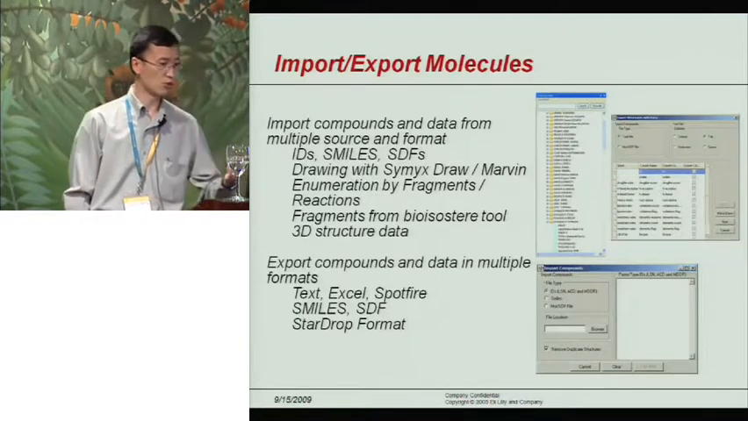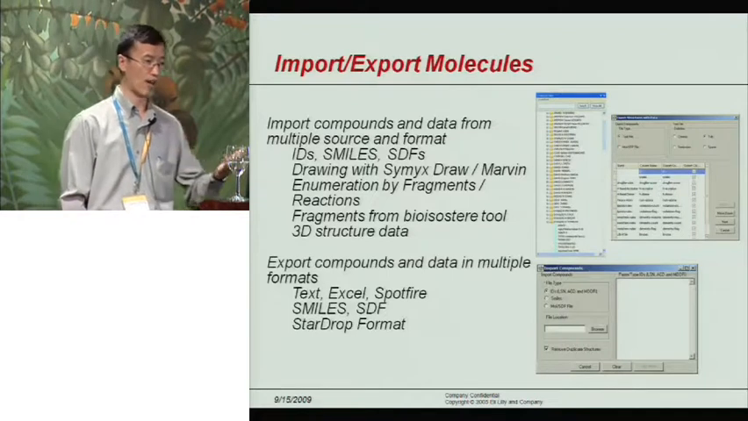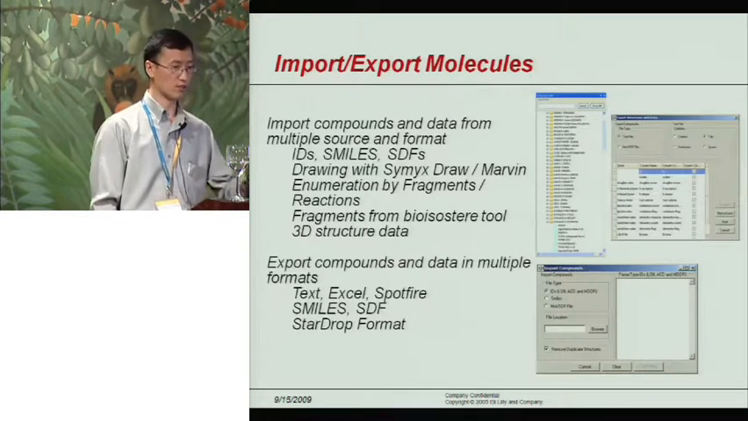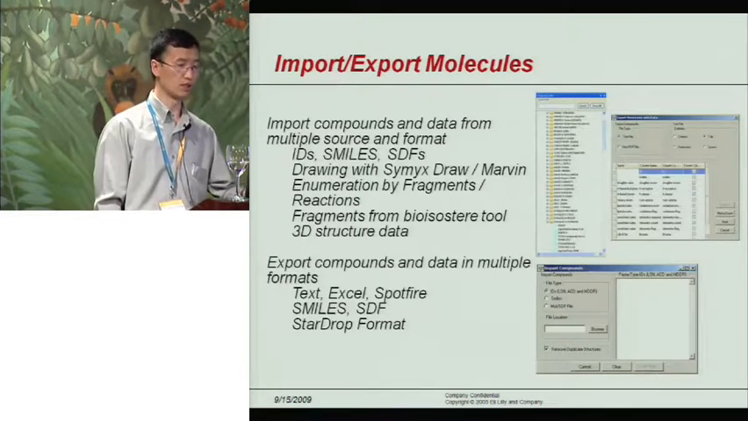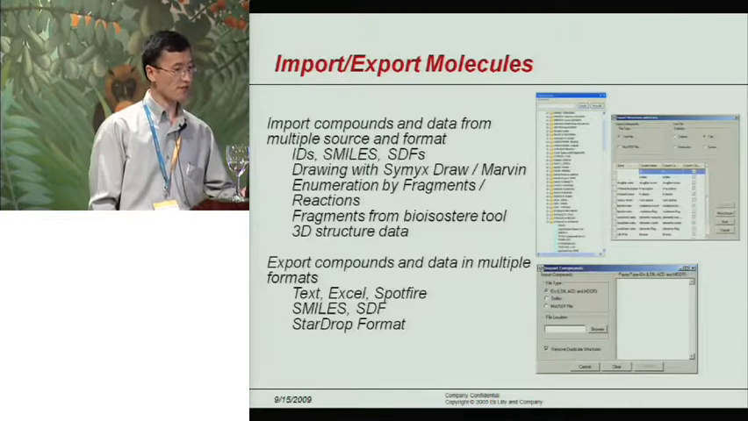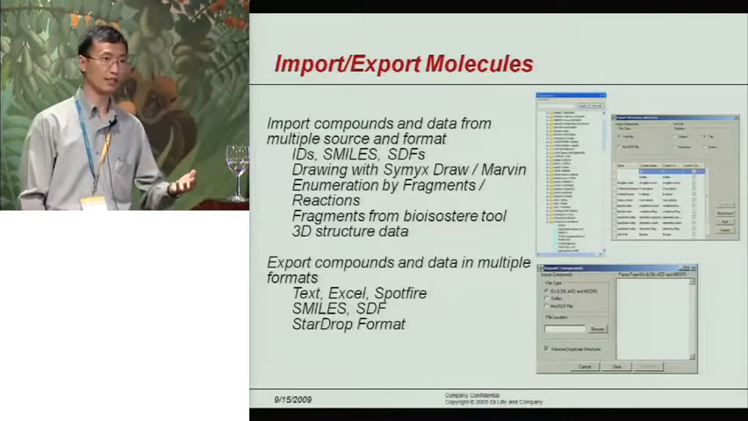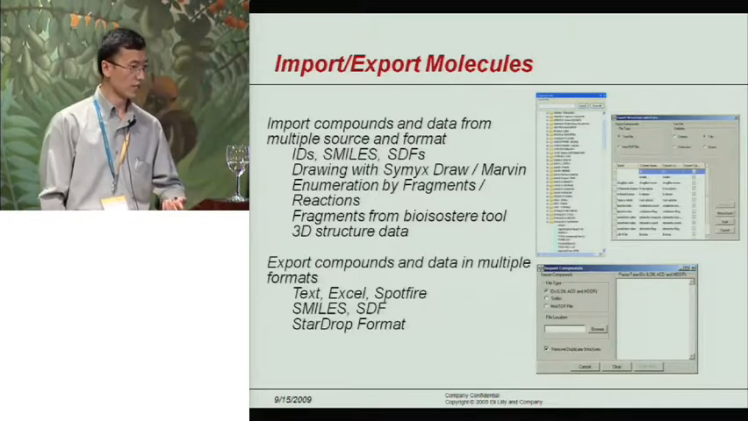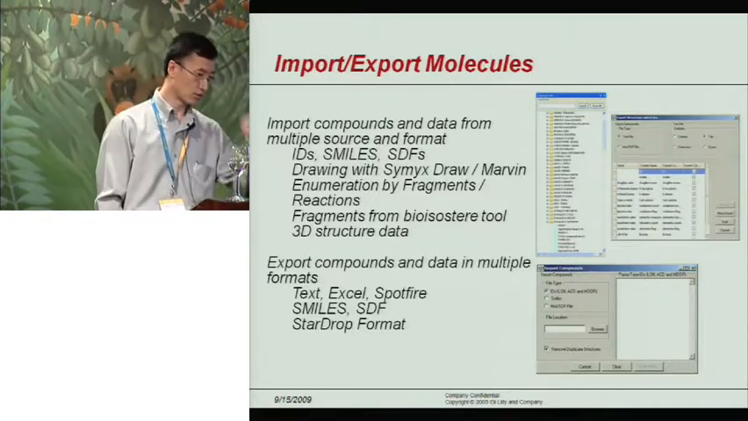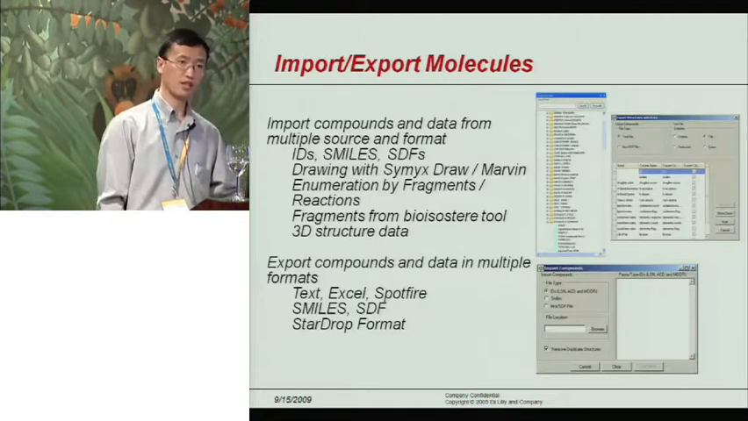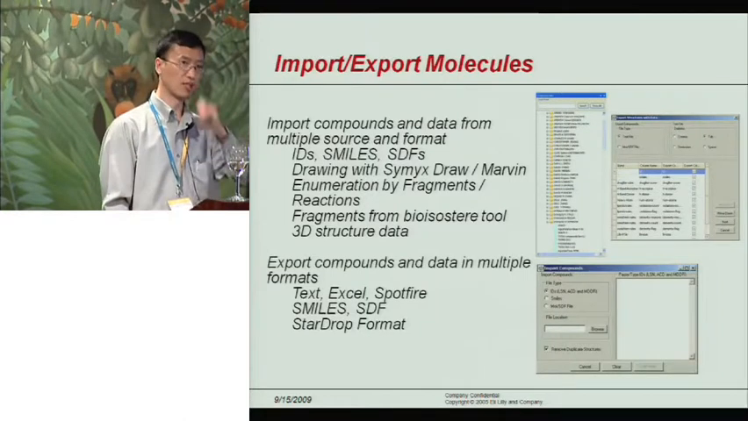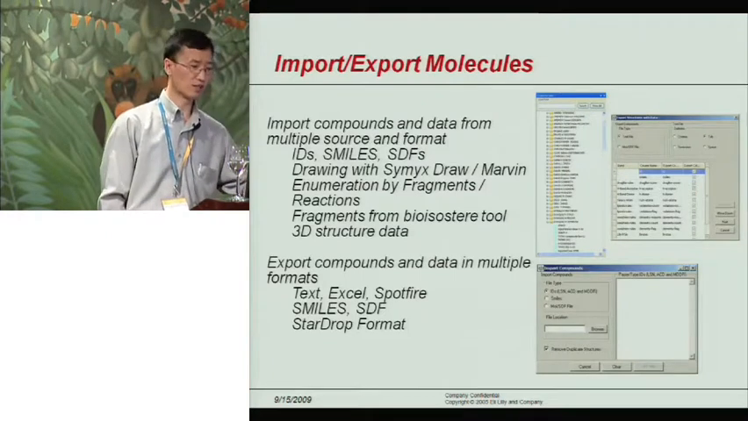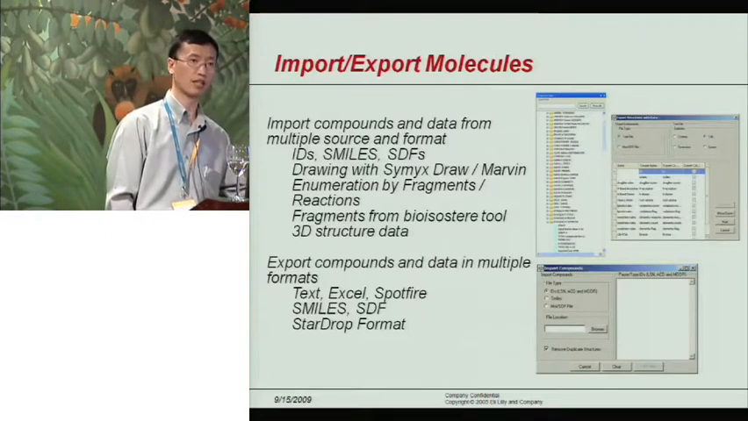And also you can enumerate structures either through fragments or reactions, and you can generate fragments through some internal bioassay tool. And finally, you can import some 3D data, which can serve as an input to our 3D tools. For export, you can go to text file, Excel, spot file, or Smart SD file, so that's basically standard. Because for now we have all the source code, if our business partner needs some special format, we can actually do it for them.